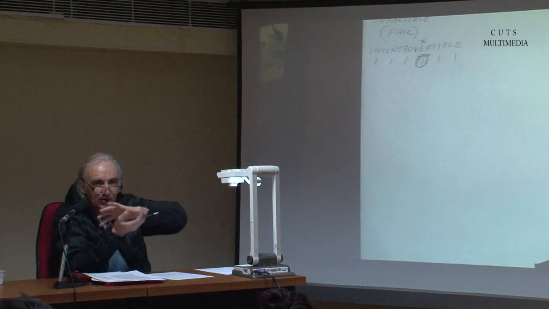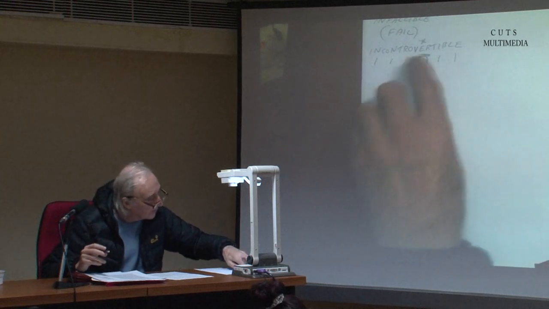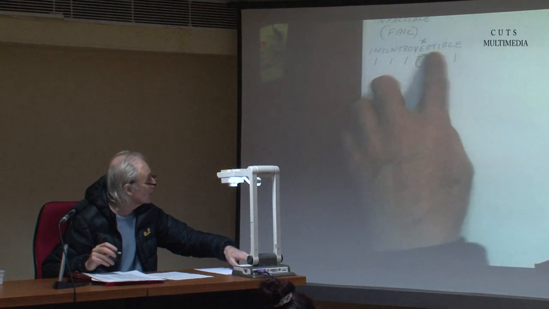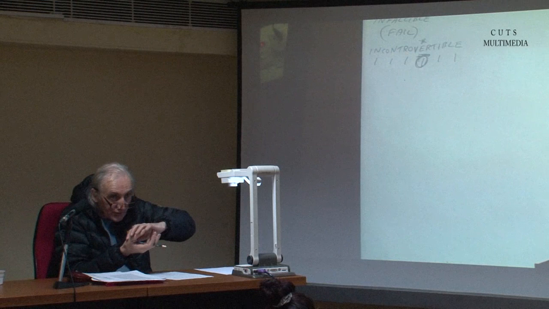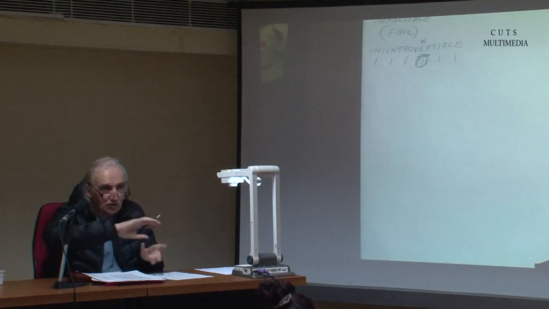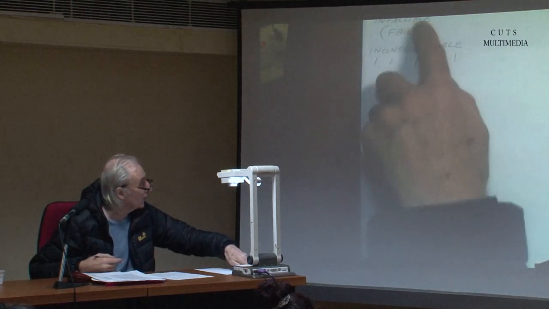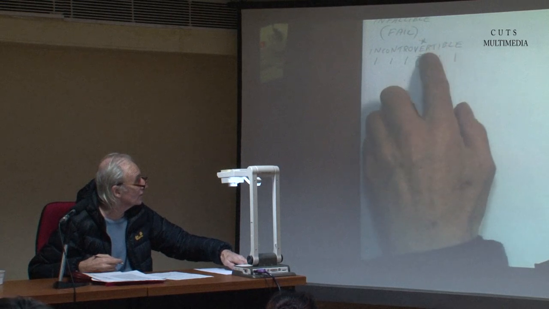Incontrovertible means cannot be turned, right? Cannot be changed. Ver means to change. Contro means opposite. In means not. Not changed around. So infallible and incontrovertible, they're both okay.